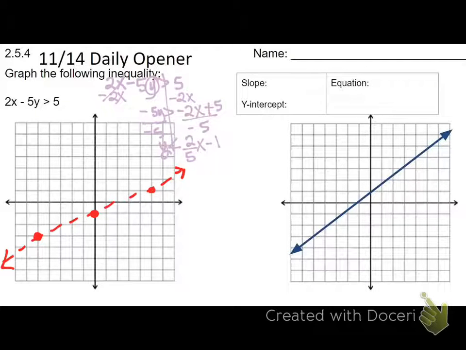So how do I determine what I'm going to shade? What do I have to select? A test point of 0, 0. And that means I come in, I substitute. What's 2 times 0? What's 5 times 0? 0. Okay, what's 0 minus 0? 0. Is 0 greater than 5? No. So if that's a false statement, do I shade towards my test point or away? Away. Good.